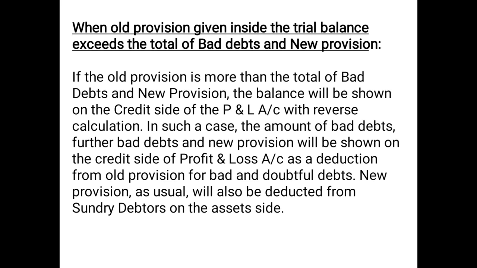So as you can read here, if the old provision is more than the total of bad debts and new provision, the balance will be shown on the credit side of the profit and loss account with reverse calculation. In such a case, the amount of bad debts, further bad debts, and new provision will be shown on the credit side of profit and loss account as a deduction from old provision for bad and doubtful debts. New provision, as usual, will also be deducted from sundry debtors on the asset side. That means there will be no change in the treatment of the new provision, but only the treatment of old provision and all will be changed on the credit side of the PL account.